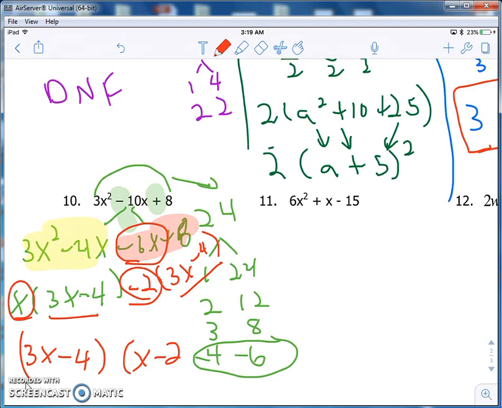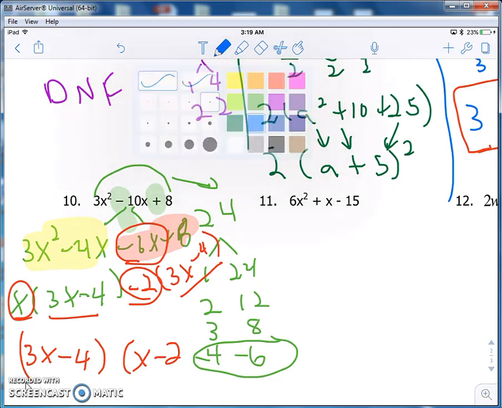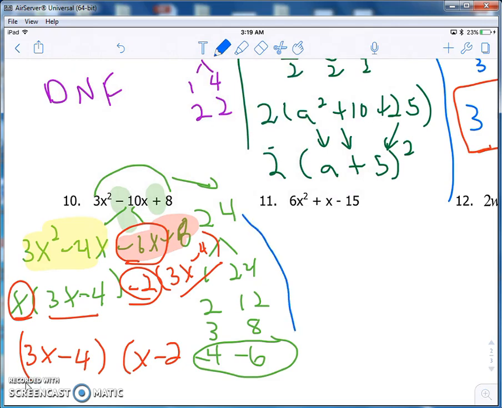Alright, looking at 11, can I encourage you to pause and try these and start it back up when you've finished it, see if you did the same thing I did. Here we notice that we have a 6 in front. We have no common term, so what we're going to have to do is multiply the 6 times the negative 15. So hopefully you used a calculator if you've tried this already, just to make sure you're getting it right. 6 times negative 15 is negative 90.